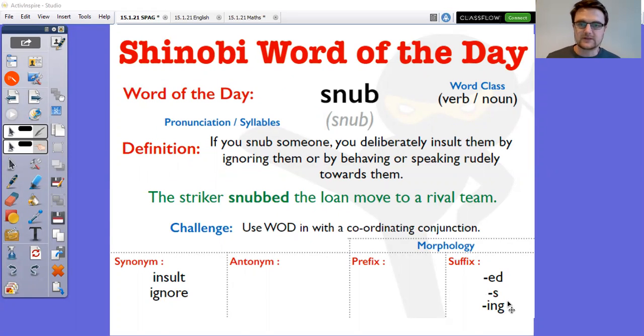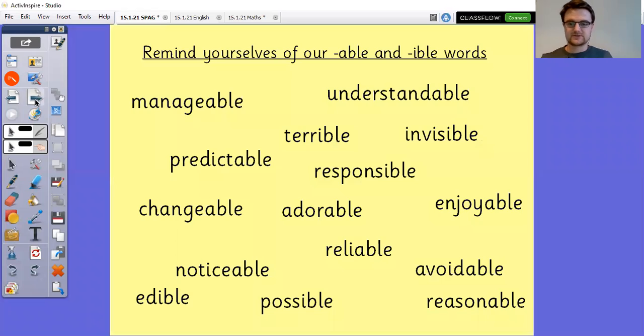So have a go at writing your own sentence using the word snub or any of its conjugates. Okay. So what I will do is I will give you a chance to go over all of our able and ible words because today we're going to do something called a dictation where I am going to read an extract to you and your job is to write it down.